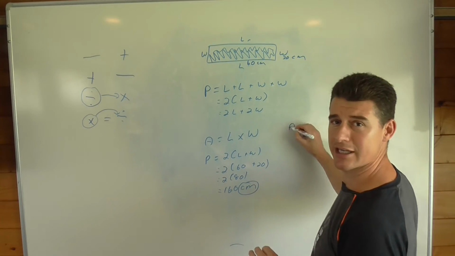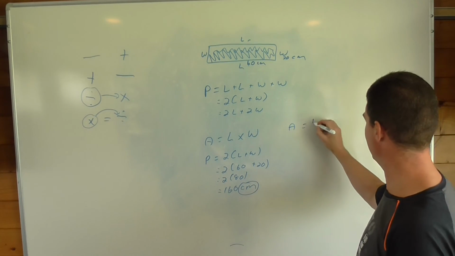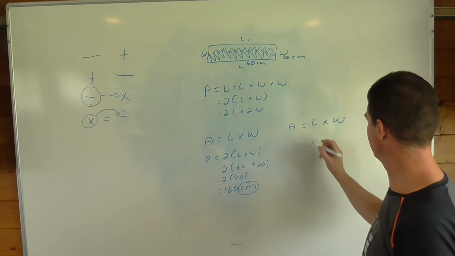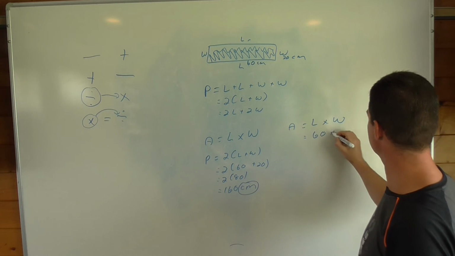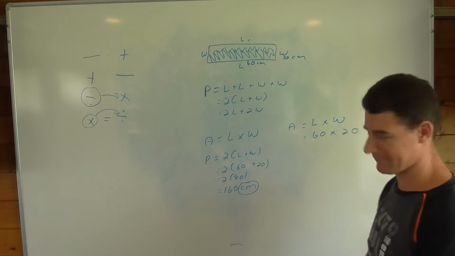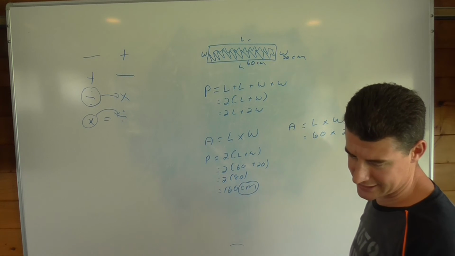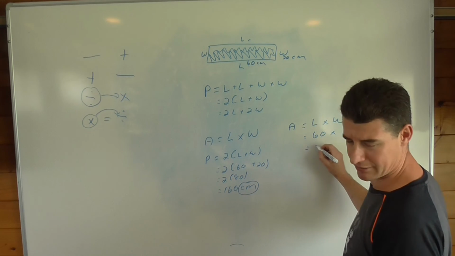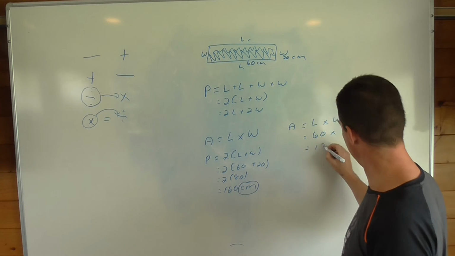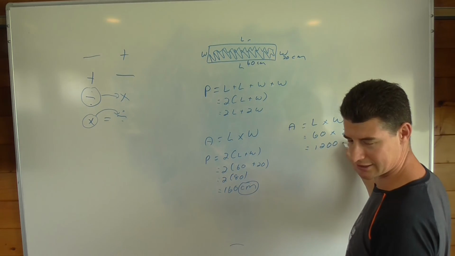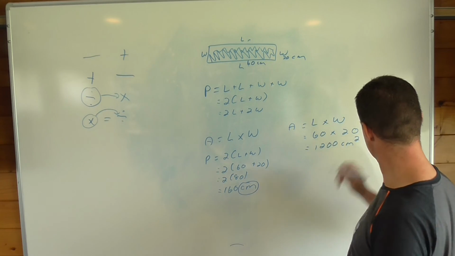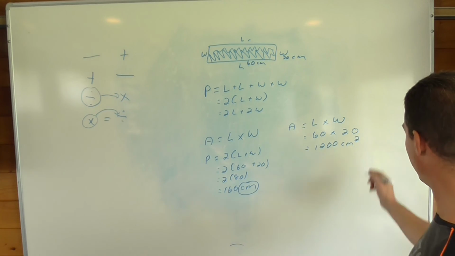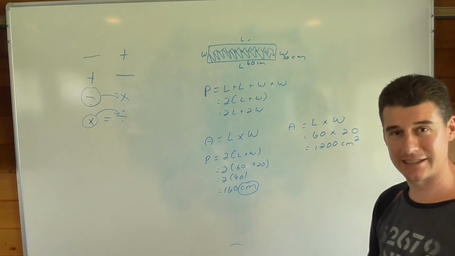So the area, sorry, let me get out of the way, is length times width. So that'll be 60 times 20. So that's 60 times 20. So that'll be 1,200 centimeter squared, or cubic centimeters.